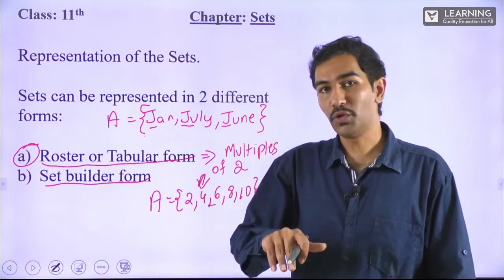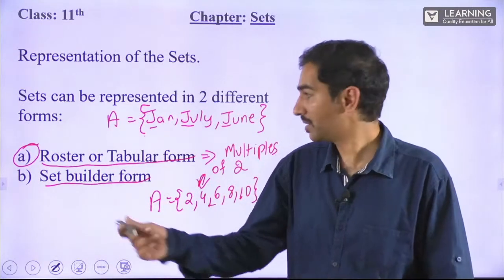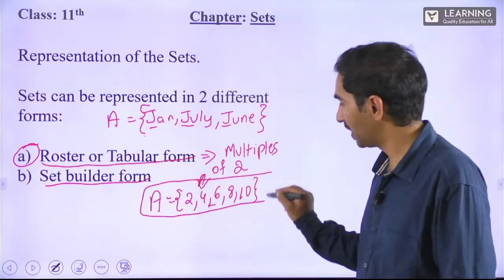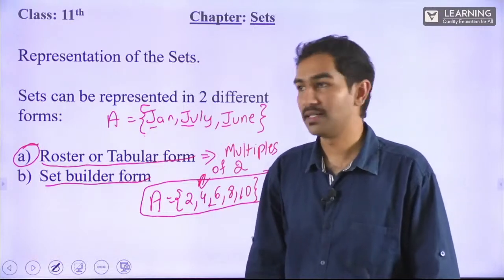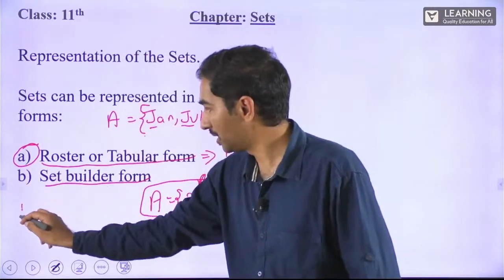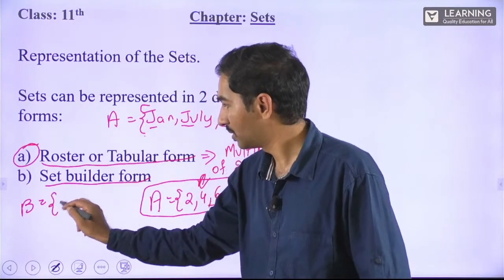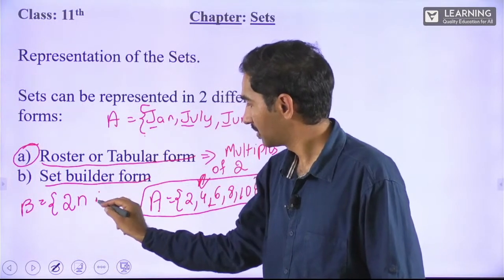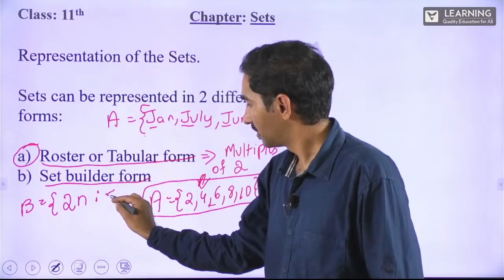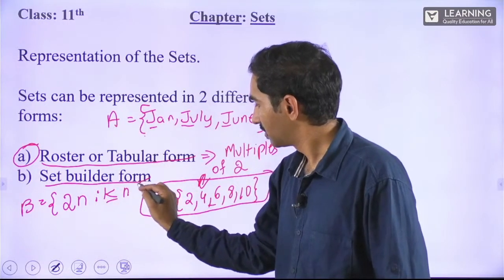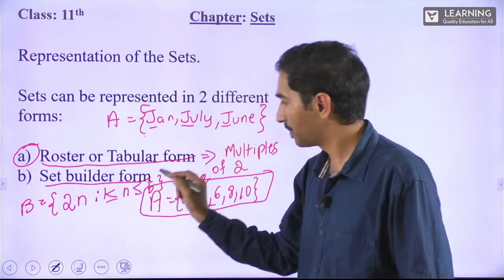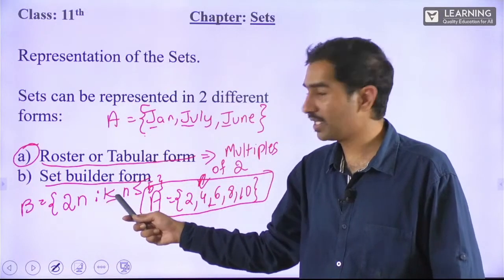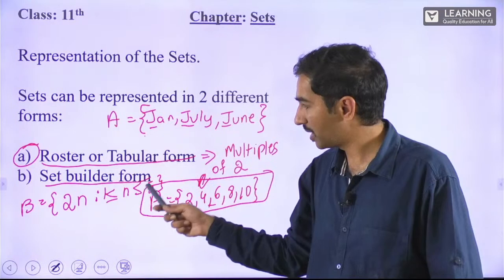Understood? Now you have to represent a set in another form. Which is that form? It is called the set builder form. So the same set, if you have to write it in set builder form, how would you write it? It is like this, students. In set builder form, let us take B. So B will be equal to 2n such that n is greater than or equal to 1, but n is lesser than or equal to 5.